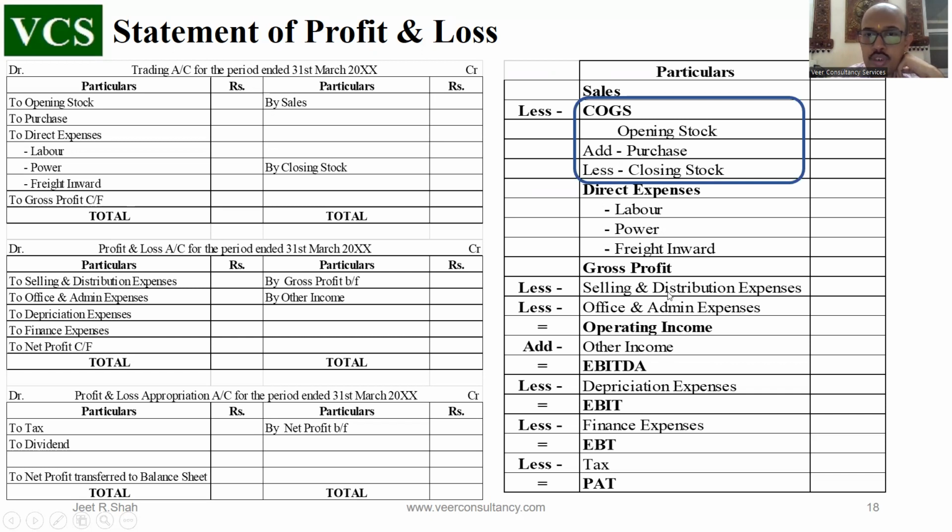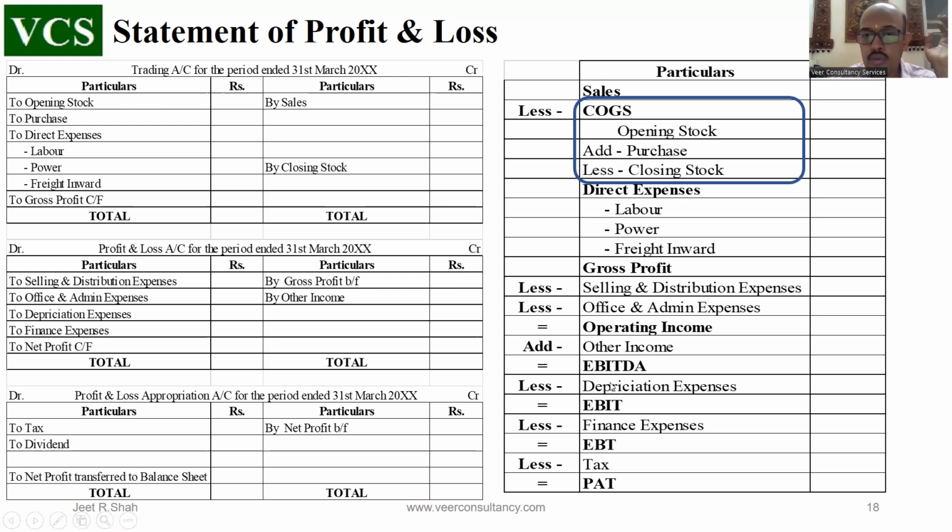From the gross profit, you reduce selling and distribution expenses and office expenses. What you get is the operating income. Operating income, add all the other income that you did over here in the profit and loss account. Interest income, rental income, जो भी है वो. So when you add all the other income, what do you get? You get the EBITDA. What is EBITDA? Earnings before interest, tax, depreciation, and amortization.